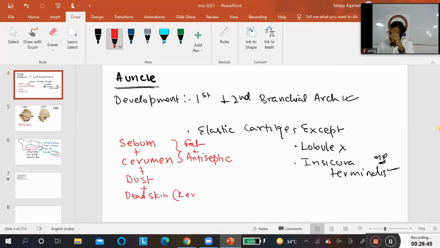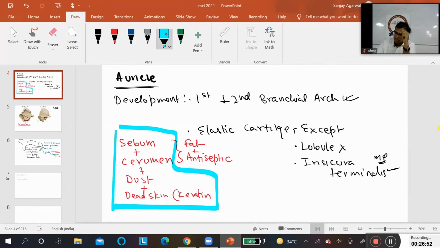And dead skin can be called keratin. So the point is, these four things are naturally present in the canal all the time: sebum, cerumen, dust, and keratin, which is dead skin. But they're not supposed to accumulate. They're not supposed to collect. They are getting formed and coming out all the time. It's like the canal is getting cleaned all the time.